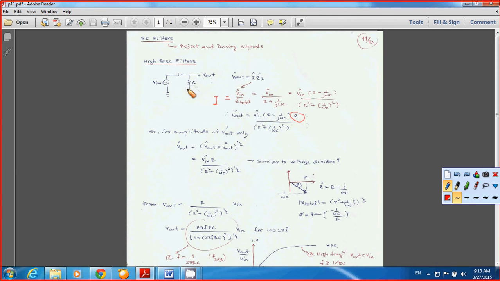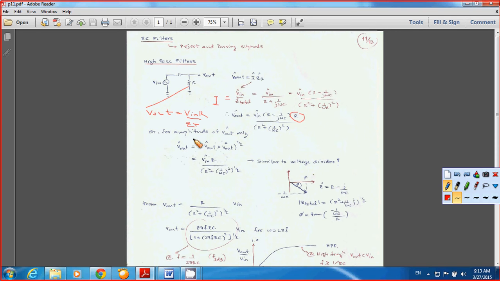Or you can simply use the voltage divider, right? So your Vout becomes Vin multiplied by what? R, right? And then divide by Z total, that you have the capacitor in series with the resistor.